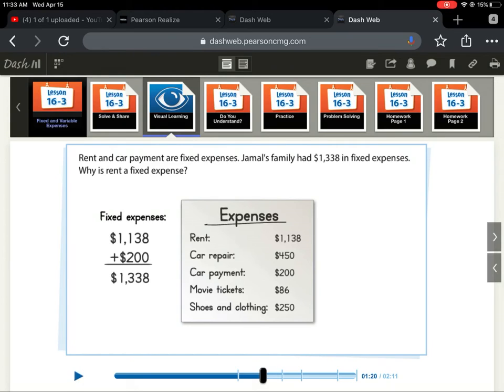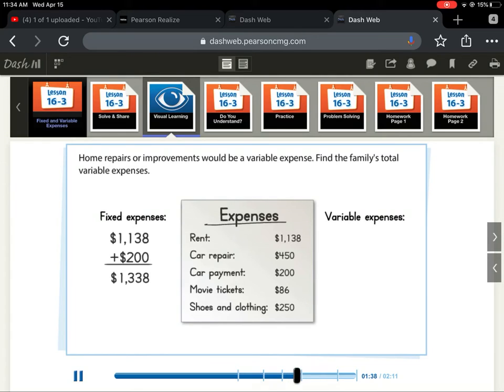Why is rent a fixed expense? So remember, rent and car payments are both fixed expenses because the rent, we have to be paying it every single month. If not, we're going to be without a house. Even the car we have to be paying it monthly because if not, they're going to repossess our cars. Rent must be paid regularly. When might some of the costs for a home be considered variable expenses? Home repairs or improvements would be a variable expense.